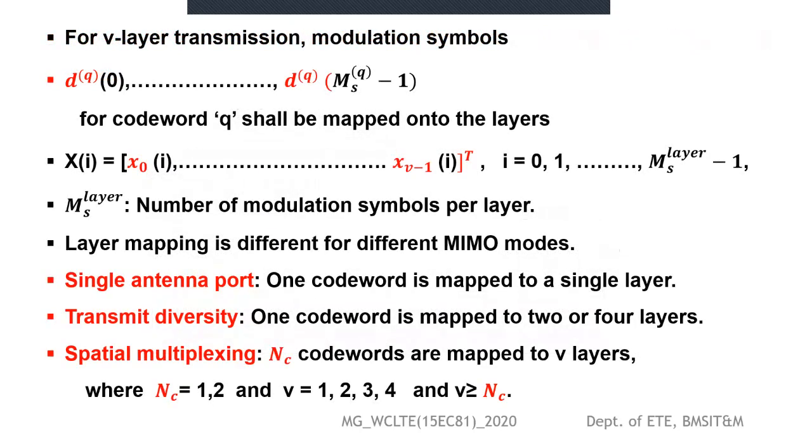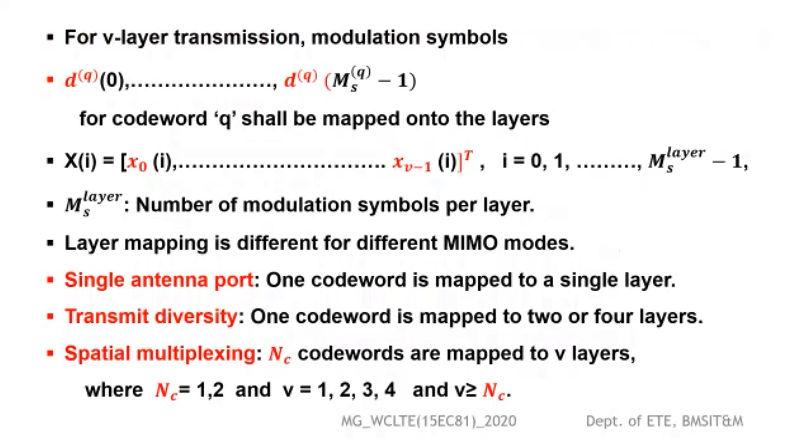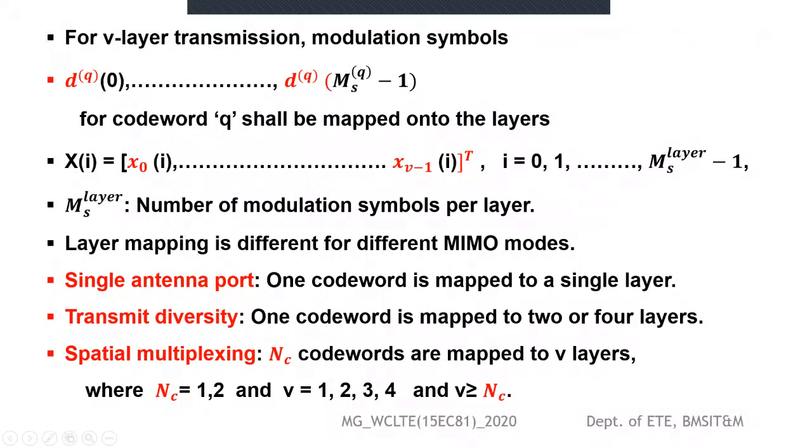Okay, so I was talking about layer mapping and the precoder. For V-layer transmission, the number of layers depends on the type of MIMO mode of operation. So for V-layer transmission, the modulation symbols can be denoted as d_q(0) and so on up to d_q(M_symb^q minus 1). For codeword q, that will be mapped onto the layers. That's how we map the codeword modulation symbols into these V layers.